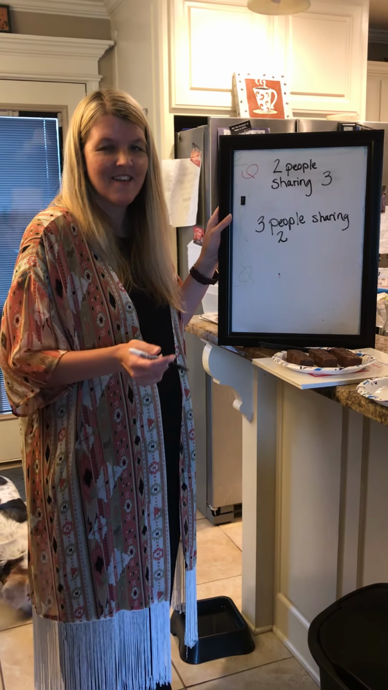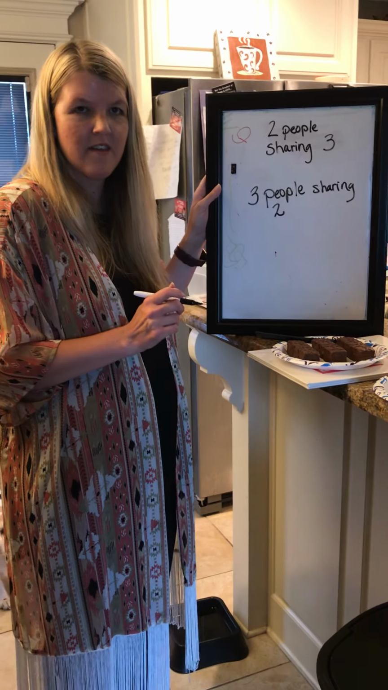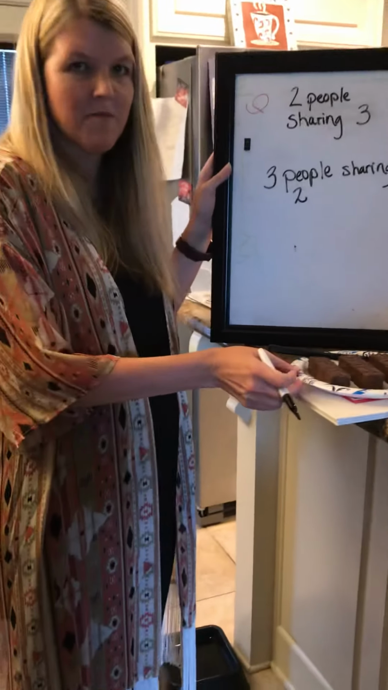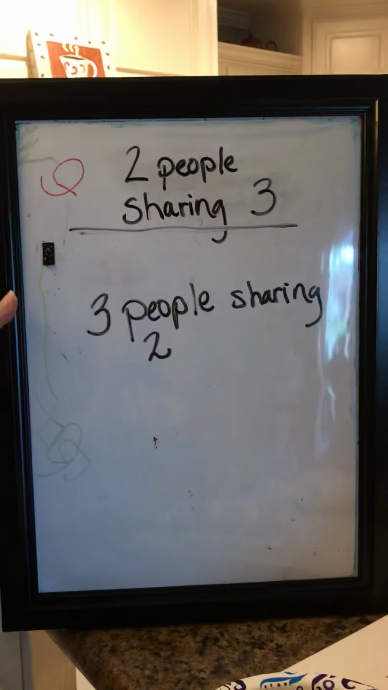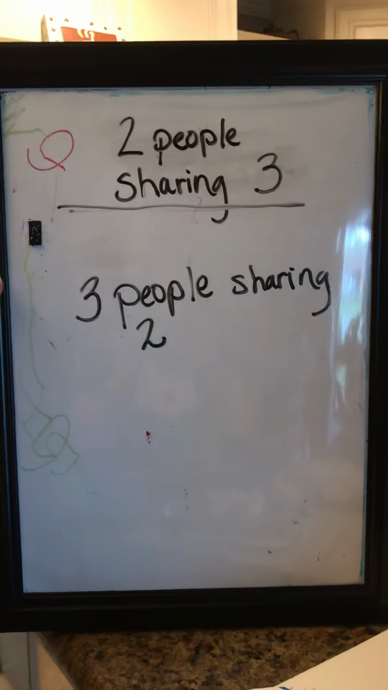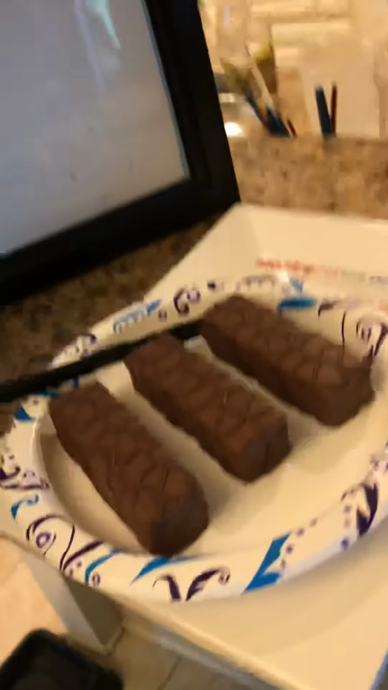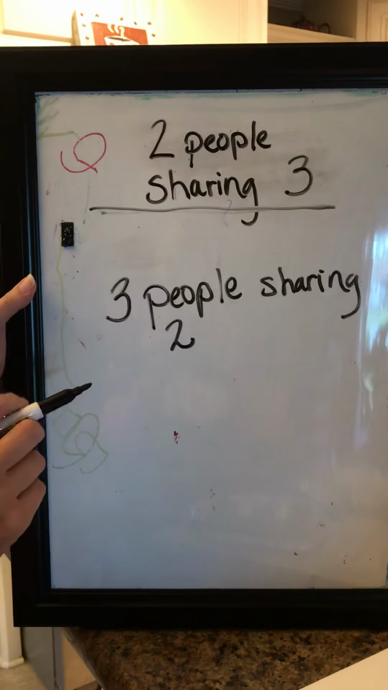Hi everybody. So we have been talking about sharing things equally, and in class we talked about sharing sandwiches. So now I'm going to share some Little Debbie cakes. So if I have two people sharing three, I want you to think about that situation. So I have two people and then three Little Debbie cakes. So there are more Little Debbie cakes than people. So think about, are they going to get more or less than one?